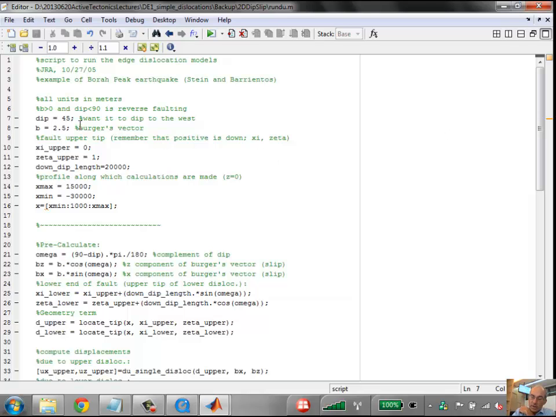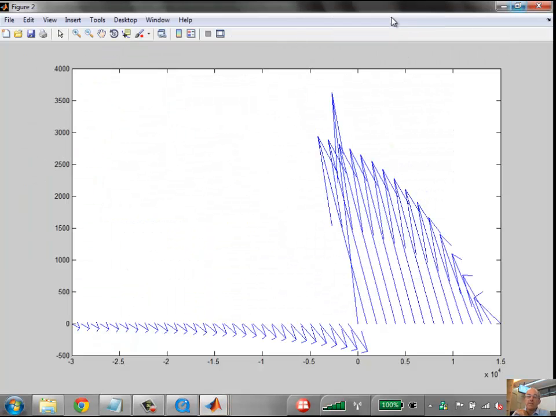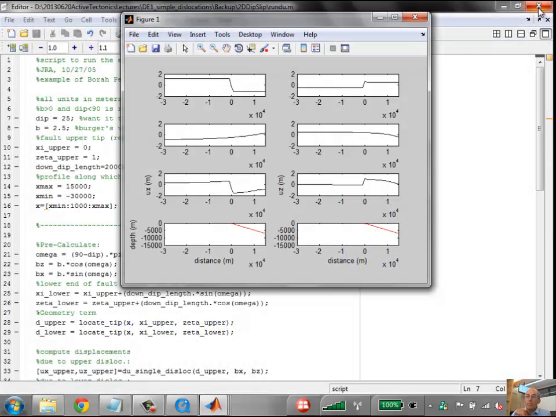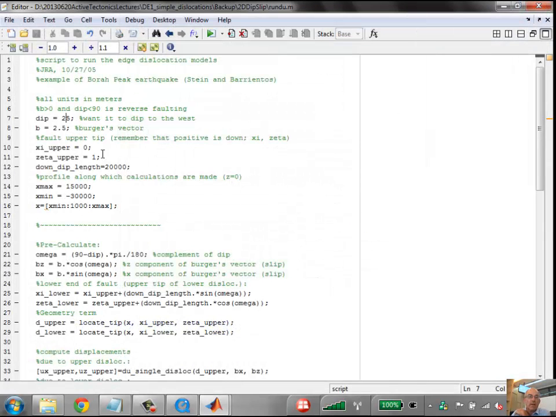So let's make it shallow. What do you guys like, 25 degrees for a subduction interface? So here's a reverse fault. So you really see that displacement near the fault. But now let's try to make it a little bit blind. So here, remember these are in meters, this is the upper tip. So the tip is at 0.